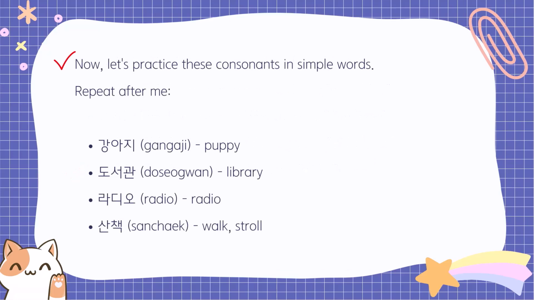Now, let's practice these consonants in simple words. Repeat after me. 강아지. Puppy. 도서관. Library. 라디오. Radio. 산책. Walk, stroll.